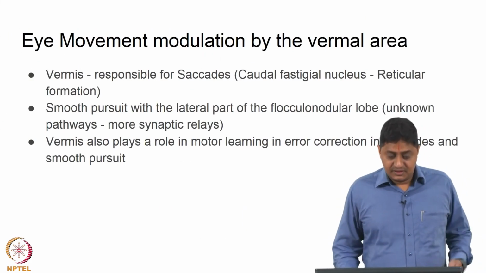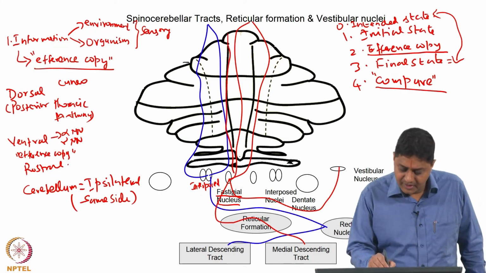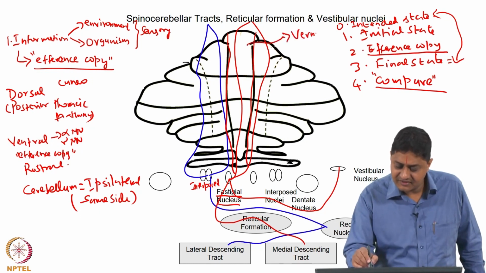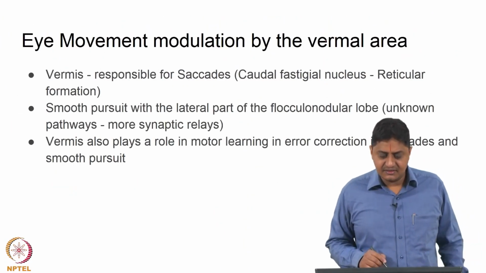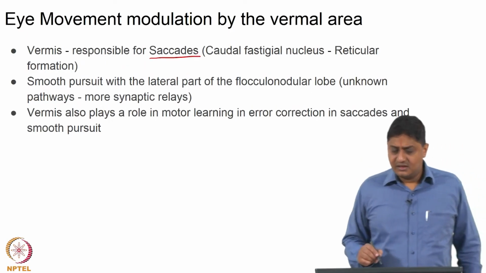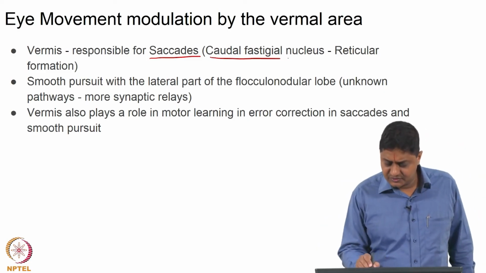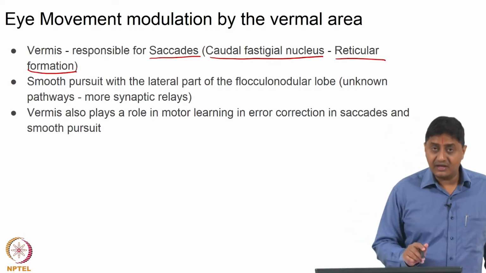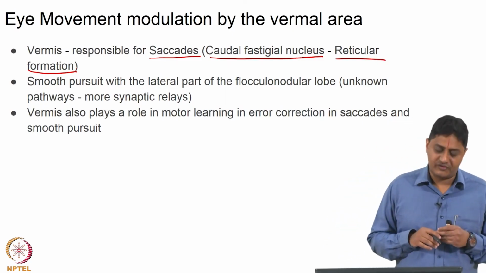Also, it is known that the more medial region of the cerebellum is called the vermis. We saw that early on. The vermis is believed to be responsible for control of saccades. Some information about the pathways involved is also known. It is believed that this is through the caudal fastigial nucleus and reticular formation, or the saccade generator circuit that is located within the reticular formation, right.